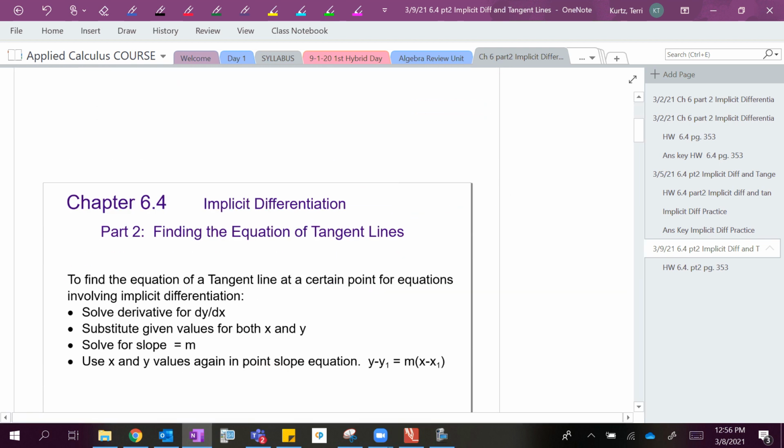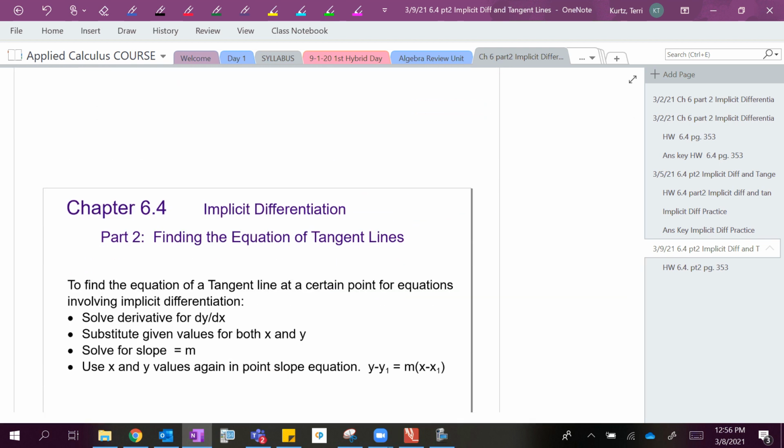So what we're going to be doing today, if you remember, one of the applications of derivative, or what a derivative actually represents on a graph, is the slope of the tangent line at a given point, right? So we can create tangent line equations for a given point using the derivative. We've done it quite a bit last semester using the regular derivative. Today we're going to find the equation of the tangent lines using implicit differentiation.